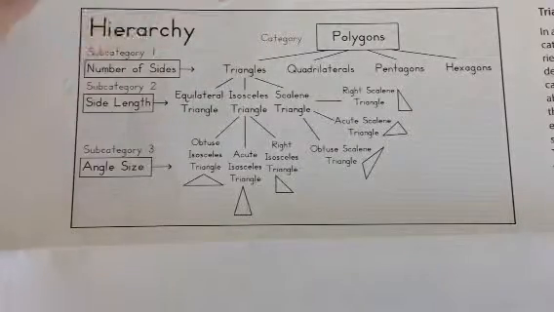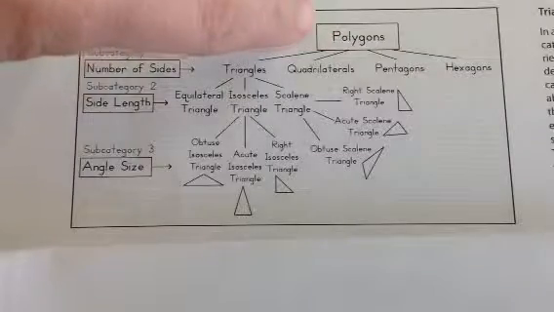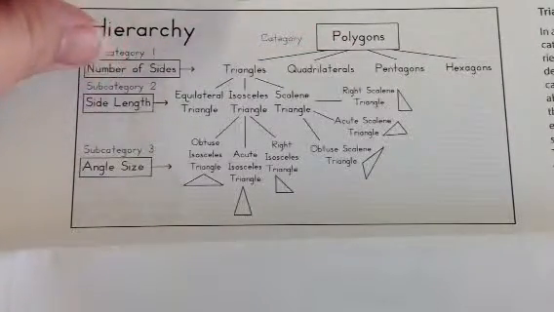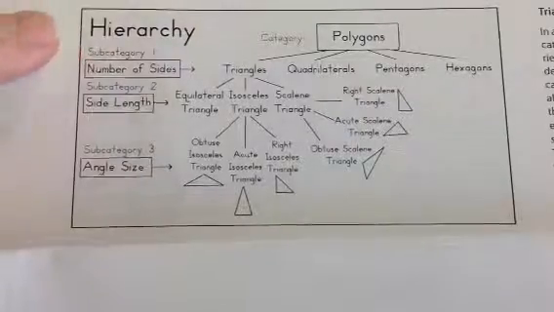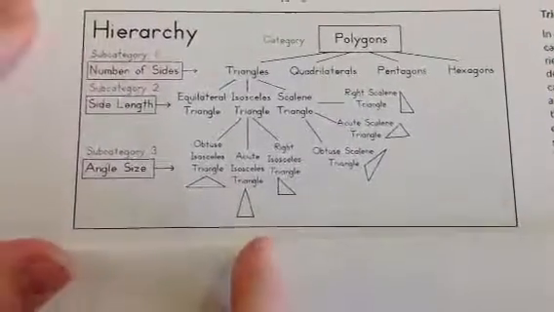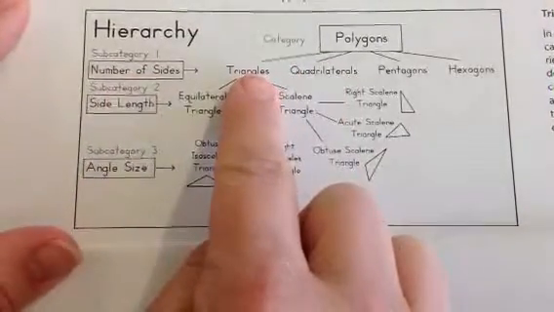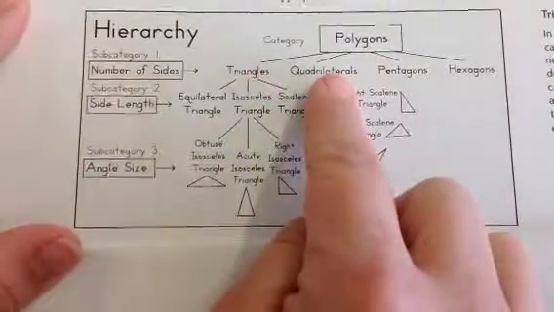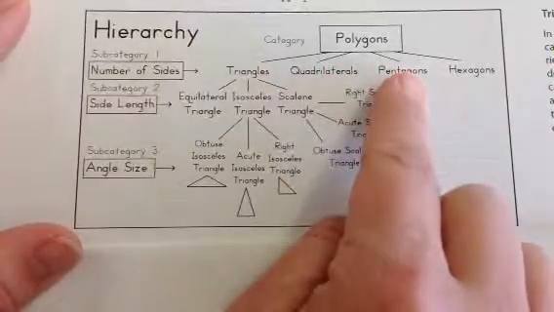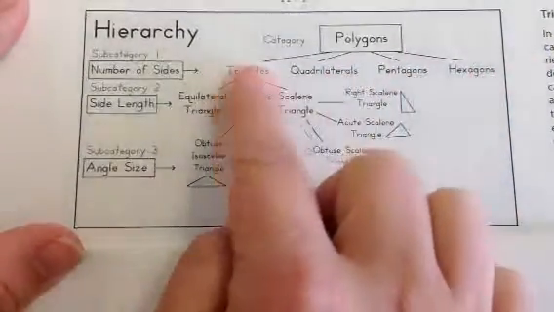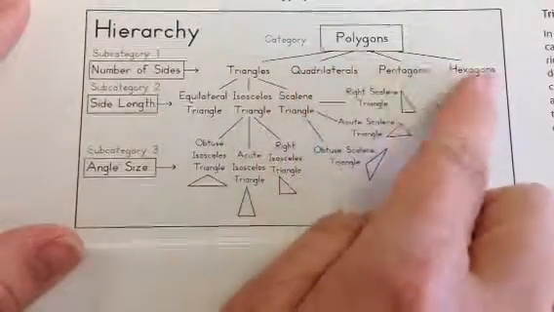So the very beginning, the category is polygons. So we start up here with polygons. That's our category. And then you can see we have our subcategory 1, which is characterized by the number of sides. So we have triangles that have 3 sides, quadrilaterals that have 4 sides, pentagons that have 5 sides, and hexagons that have 6 sides. So our subcategory 1 separates the polygons by their number of sides.